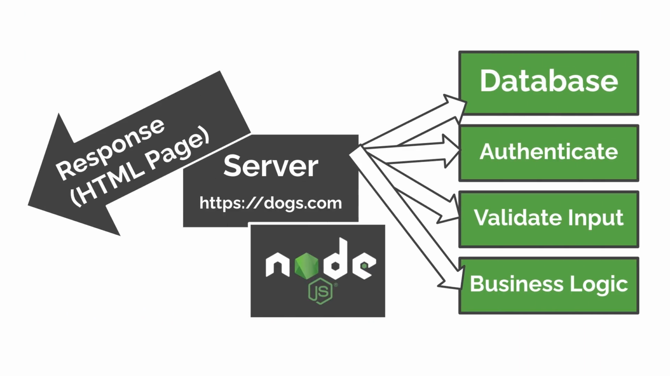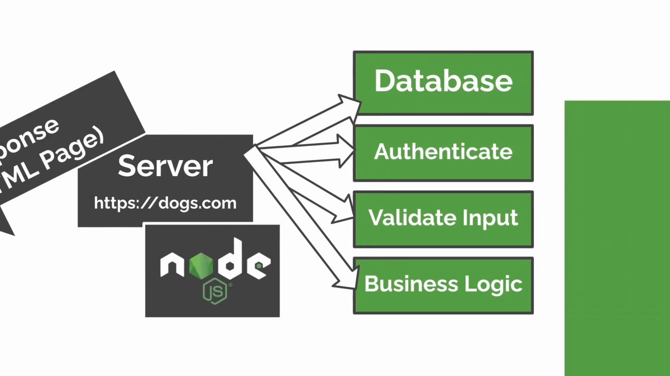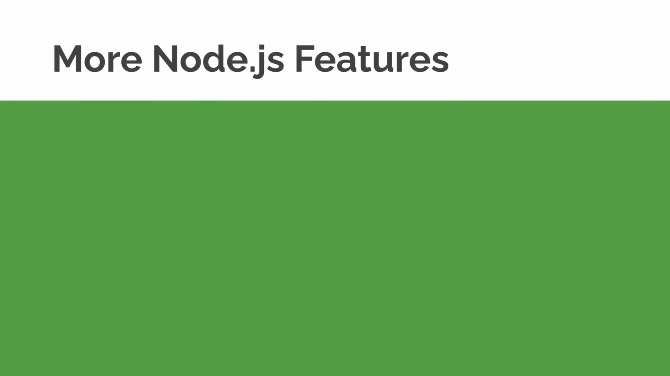As well, the server can connect to a database. It can authenticate content, such as making sure that the password was entered correctly, making sure the user actually has an account. It can validate any input and perform other business logic. So the server can do quite a lot, and Node.js can as well.